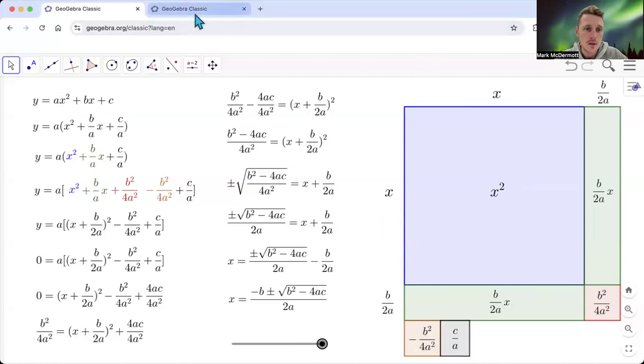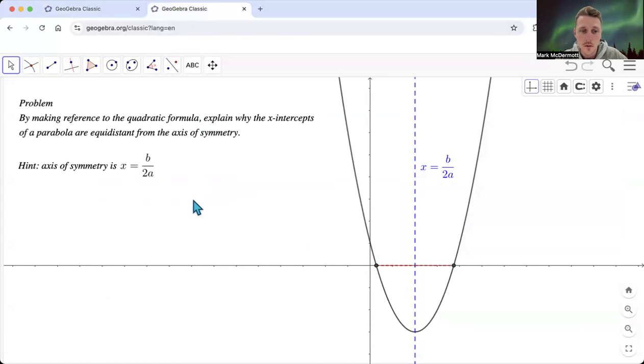Okay, I thought it would be good if we could end with a problem, and you're welcome to let me know what you think about the problem in the comments. By making reference to the quadratic formula, so everything we just spoke about, explain why the x-intercepts of a parabola are equidistant from the axis of symmetry. If we look at an example here, we've got some parabola. The axis of symmetry, you might recall, is negative b on 2a. I want you to think about where that comes from based on the quadratic formula, and then see if you can explain with reference to the quadratic formula why these x-intercepts are equally far apart from the axis of symmetry. And let me know what you think.